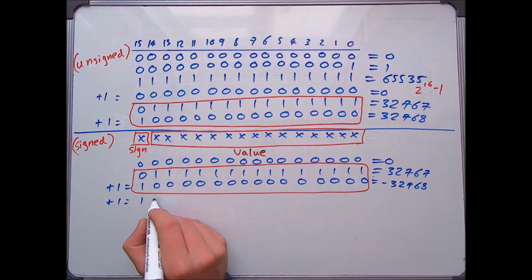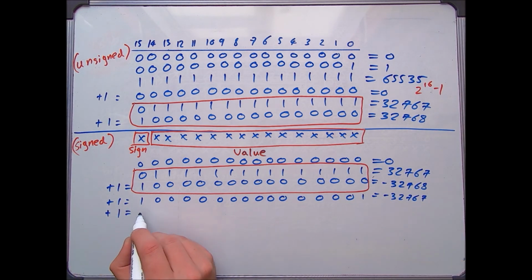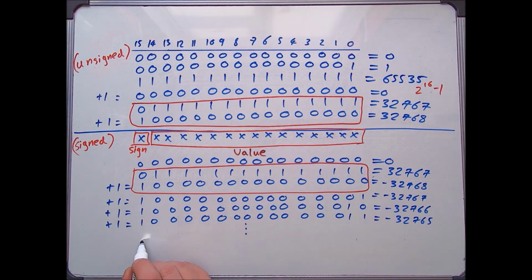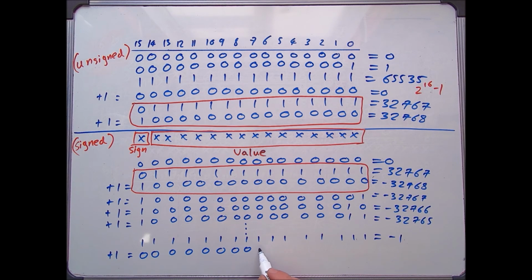If I continue to add 1, the bit sequence will continue to increment as before, but the decimal value they represent will count upward from minus 32,768 until eventually, when all 16 bits are now set, the decimal value will be minus 1. And then with the final increment, they all roll over back to 0 and the decimal value becomes 0 once again. When using signed integers, the most significant bit can be thought of as the minus sign. If it is set, then the number is negative. The value is then held by the remaining bits.